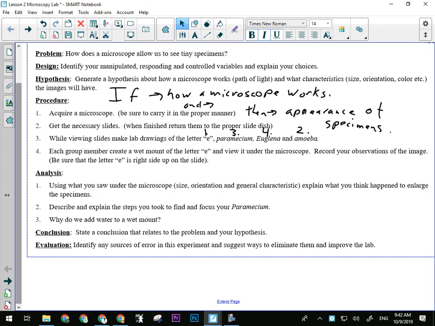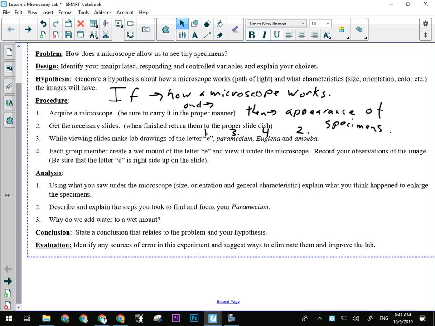Okay, so for analysis here, using what you saw under the microscope, size, orientation, and general characteristics, explain what you think happened to enlarge the specimens. This is probably where you should talk about that whole thing with the lenses and the light. Okay, I want an explanation. I saw that the letter E looked like this, and here's why. I saw that the amoeba looked like this. Here's why. But basically, it's the letter E that's going to help you the most with your explanation here because you know what a letter E is supposed to look like. And it's going to look different under the microscope, and you've got to explain why that happens.